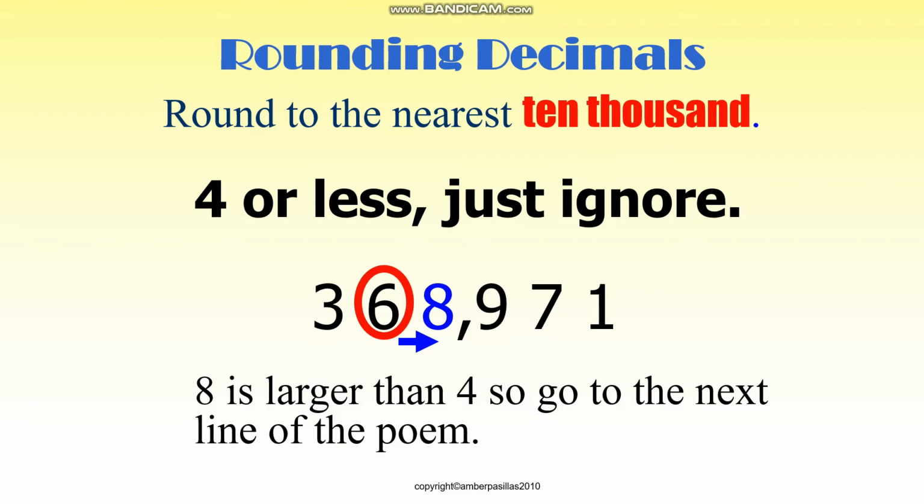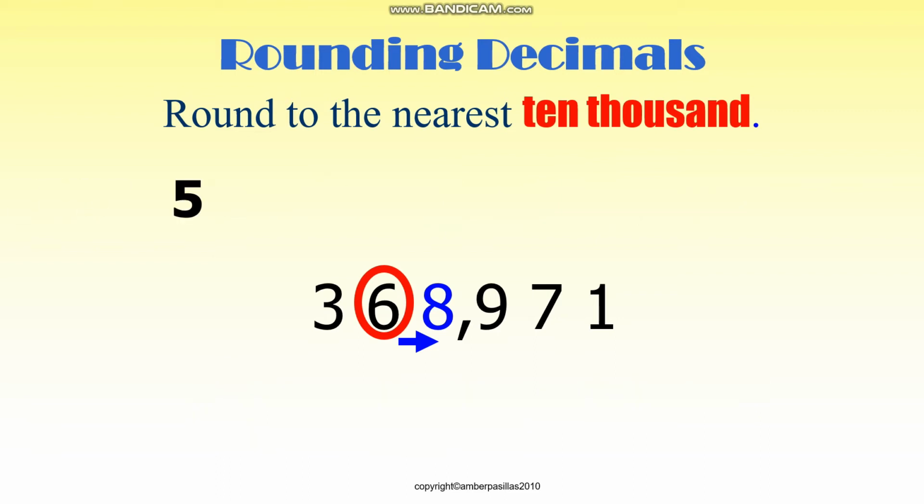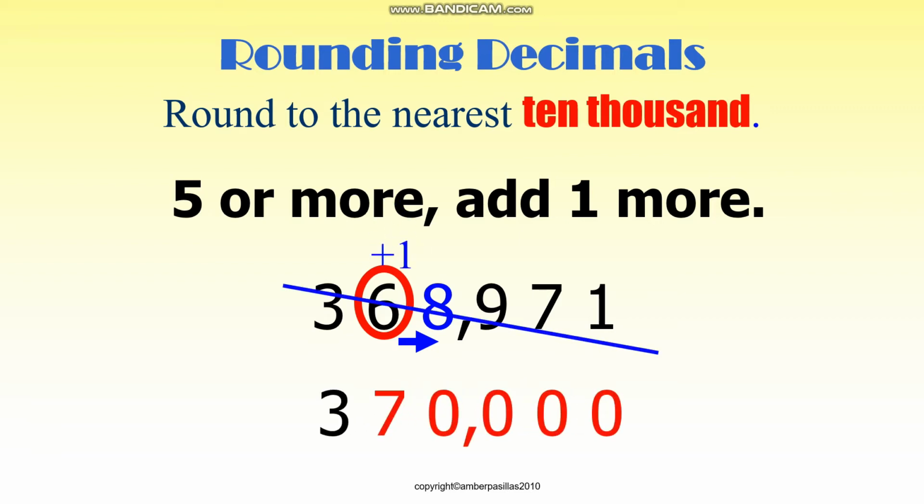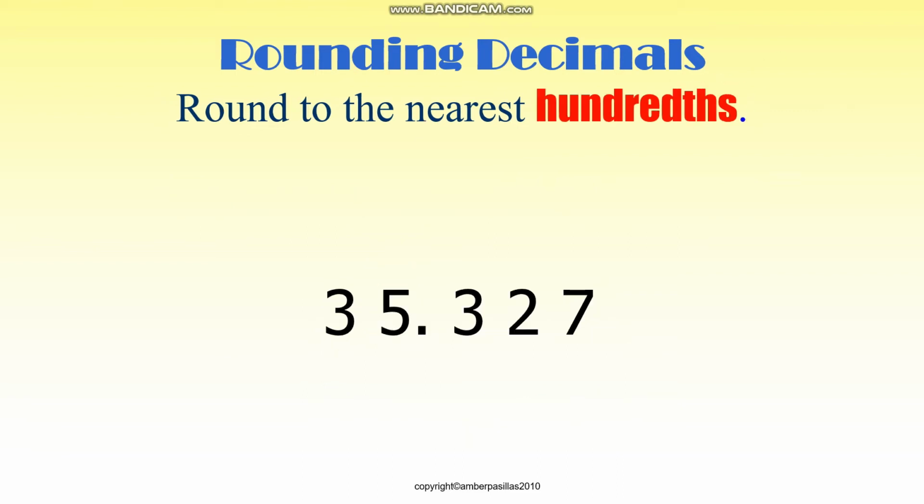So 8 is larger than 4, so go to the next line of the poem, which is 5 or more, add 1 more. So we need to add 1 to 6. So 6 plus 1 is equivalent to 7, and the rest of the digits to its right become 0, and the digits to its left you just copy. That's why the rounded number is 370,000.